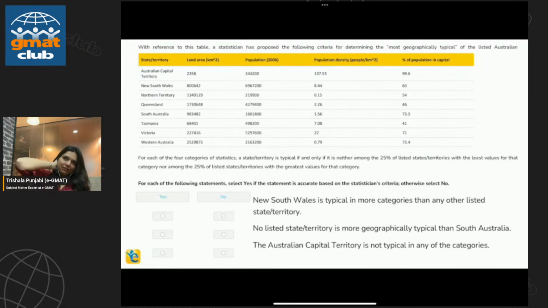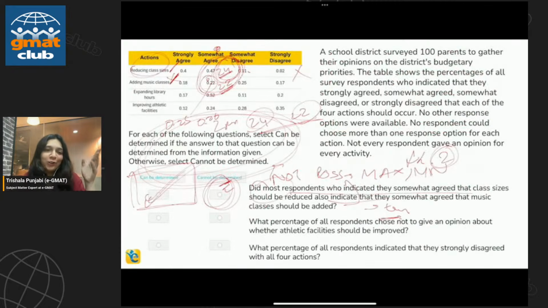Table 3. What about the other questions? Oh, right. Sorry, my bad. All of you got it right, so I did not move to it. It said, what percentage of all respondents chose not to give an opinion about what could be improved. We had a none table here, right? Remember, we talked about the none table. So based on the none table, we can figure out. Yes, guys, I got it.